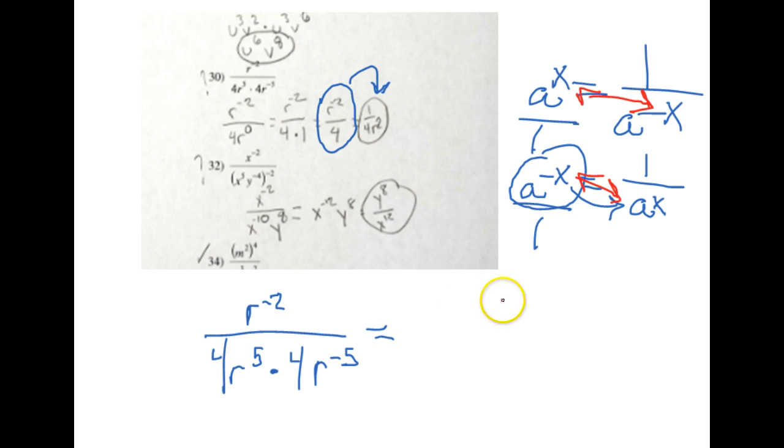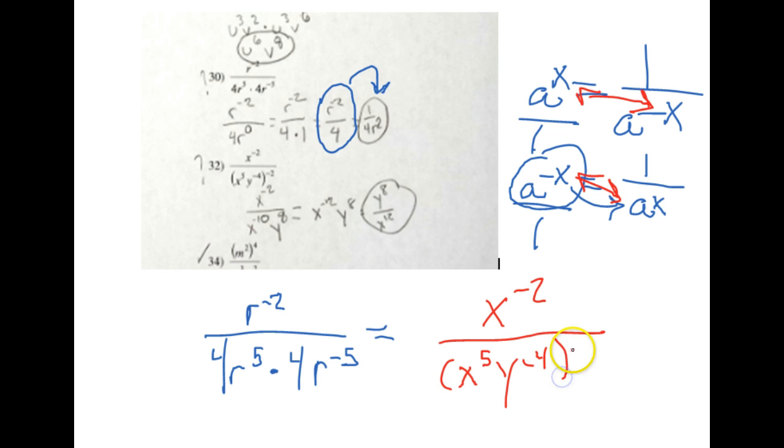This one, x to the negative 2 all over x to the 5th, I guess I'm having trouble, y to the negative 4th all over negative, all raised to the negative 2. It looks like you did everything there correctly. You've got x to the negative 2, y negative 10, and then x to the negative 12th.